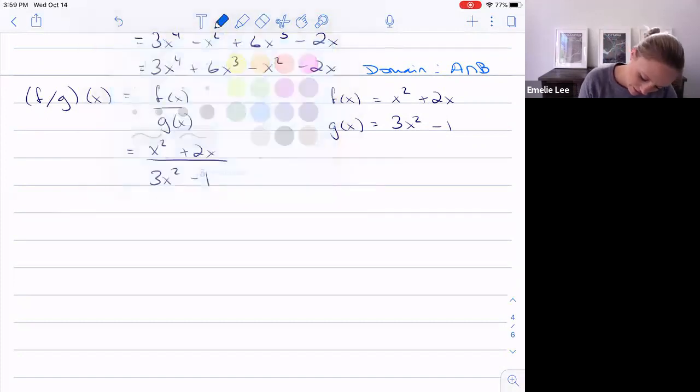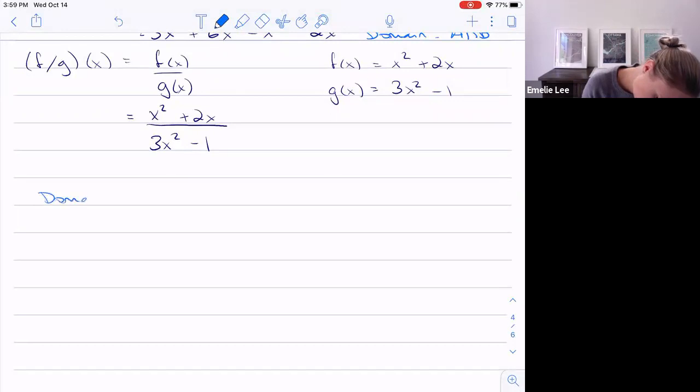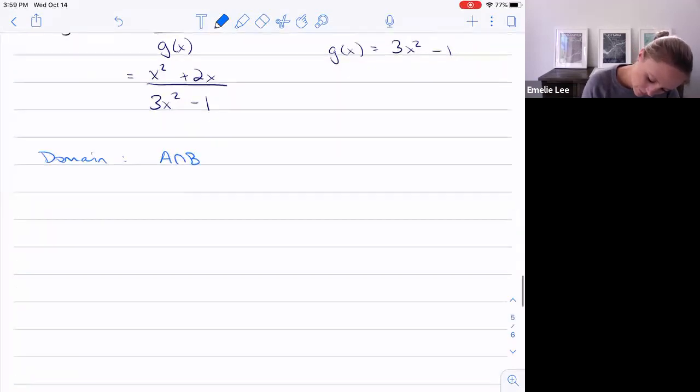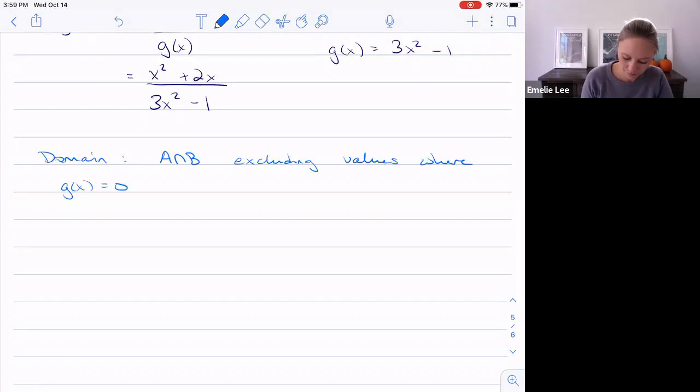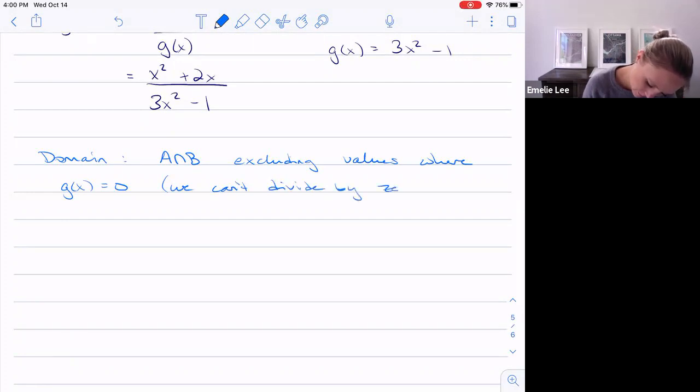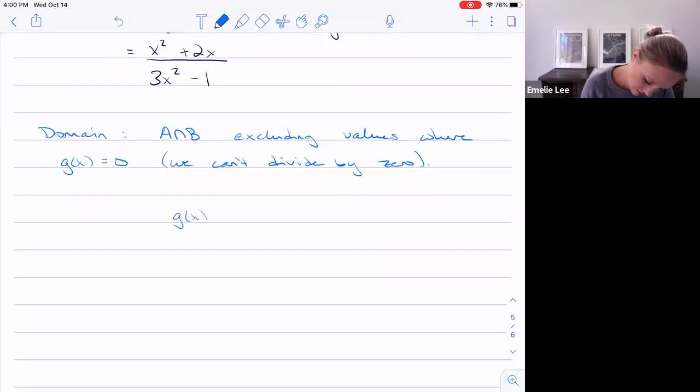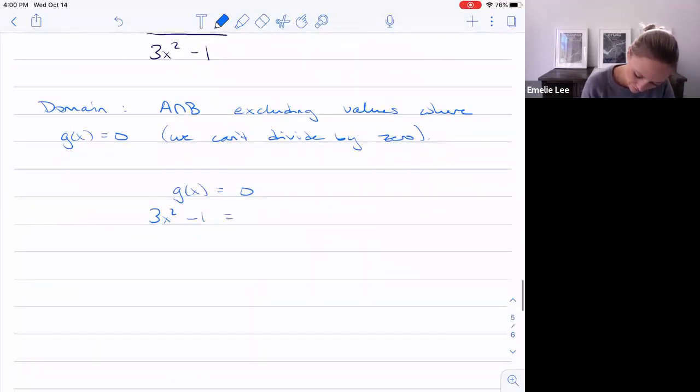However, the domain here is A and B, excluding values where g of x equals 0, right? Can't divide by 0. We can't divide by 0. Okay, so we need to find where g of x equals 0. g of x equals 0 if 3x squared minus 1 equals 0.